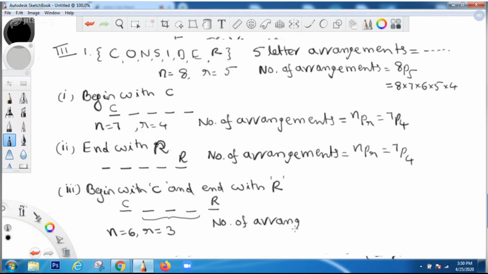Number of arrangements is equal to 6P3. That's over. This is a long answer question for 7 marks. Understood? Note it down.